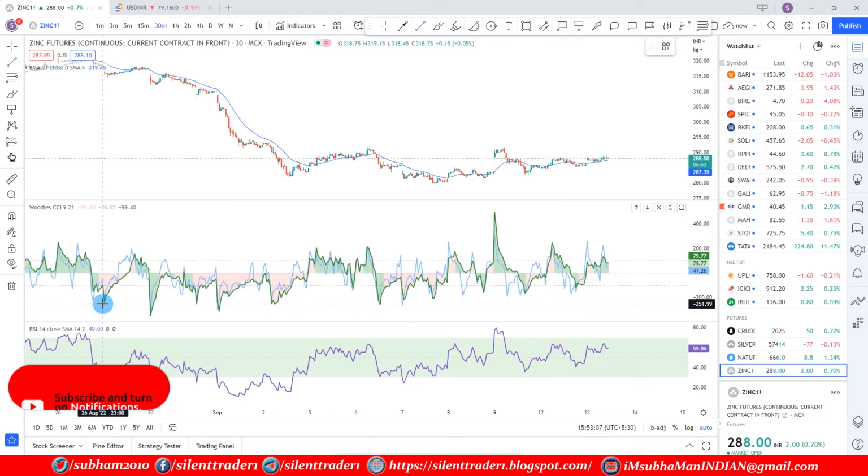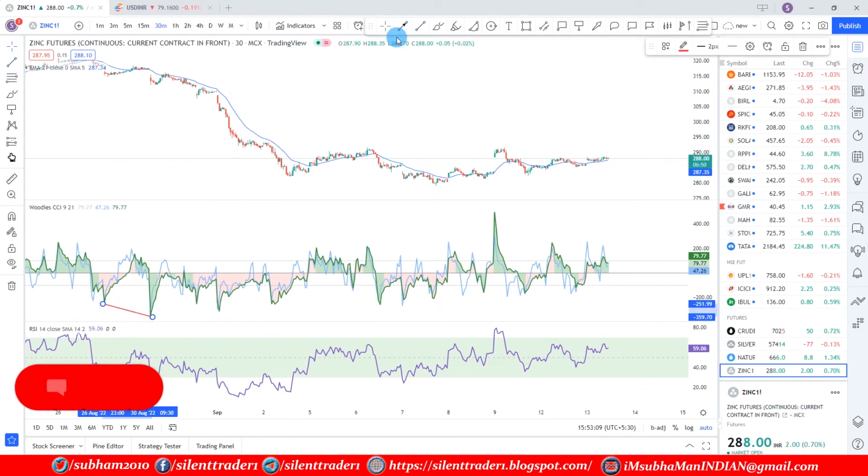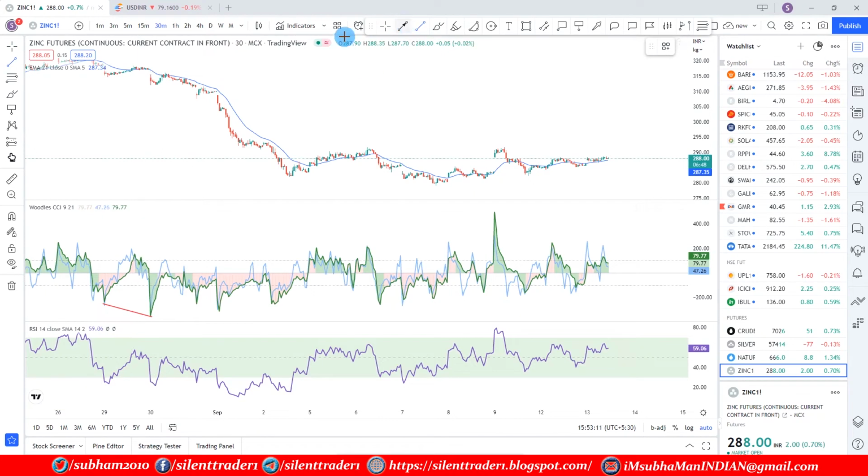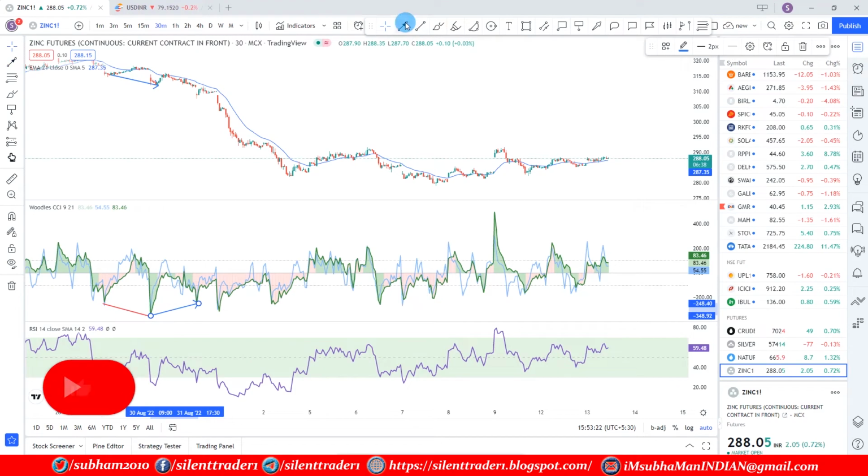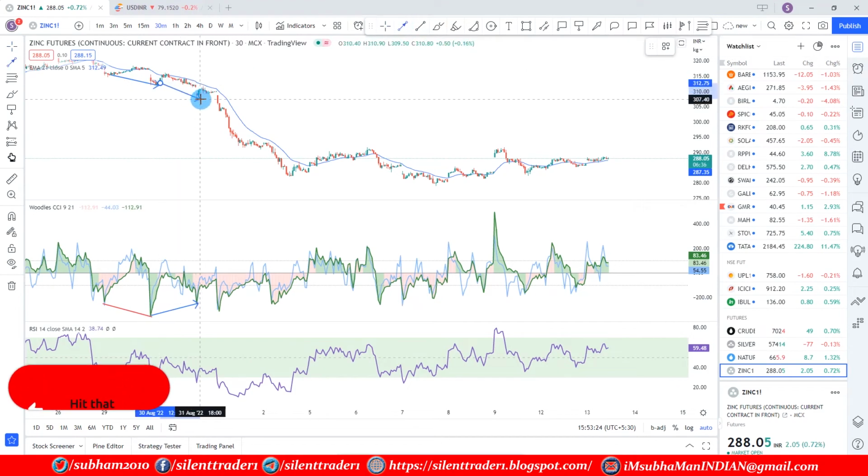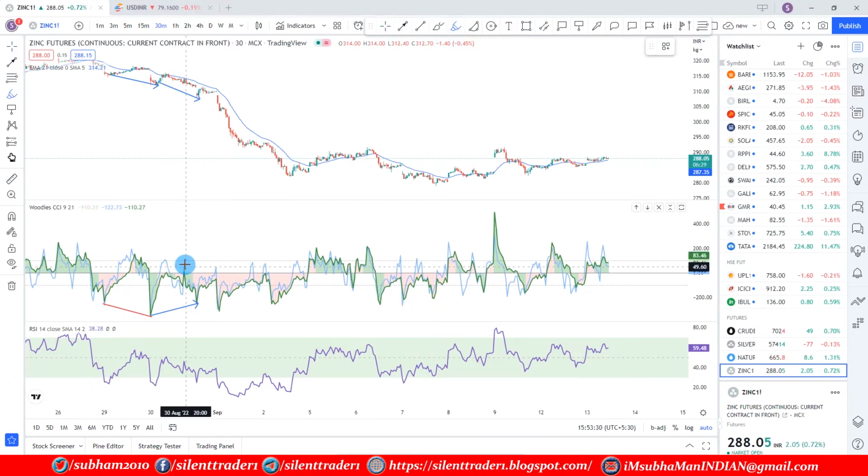First, checking the CCI indicator trend, it is a negative trend. Price also negative means no trade. Next, the CCI trend is positive. Price trend is negative means a trade is possible. But the CCI middle hook is above the zero line, so it means no trade.